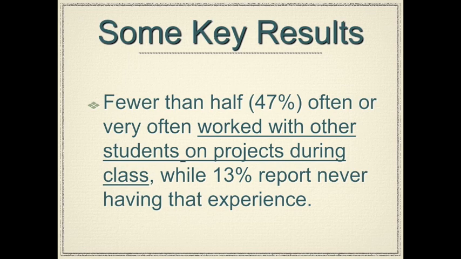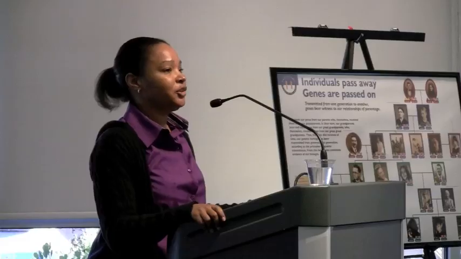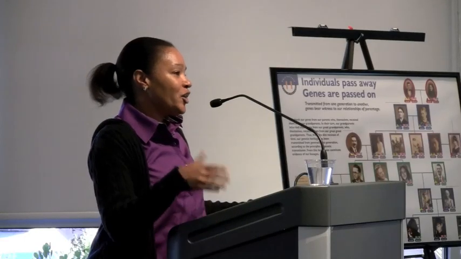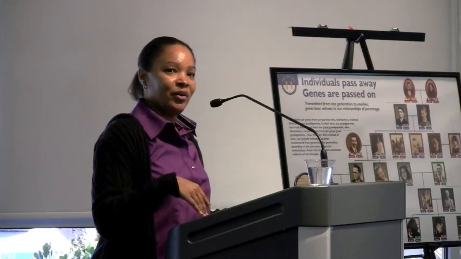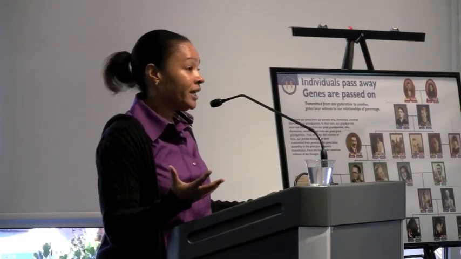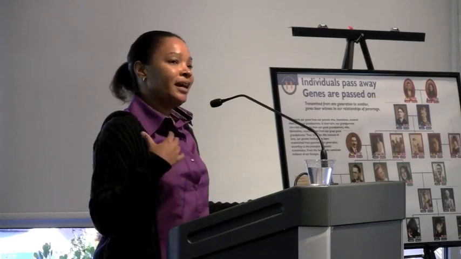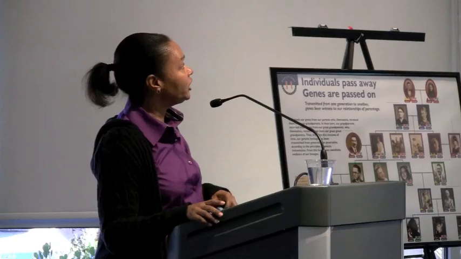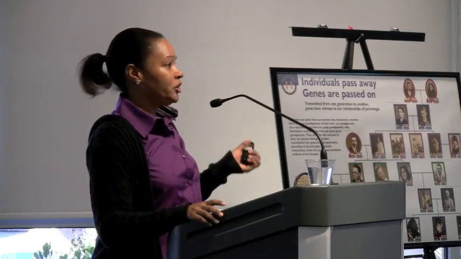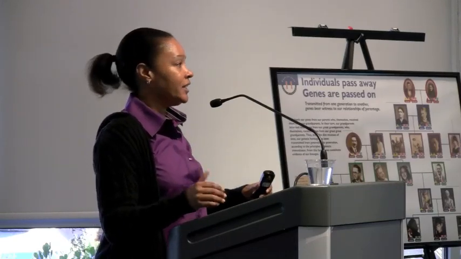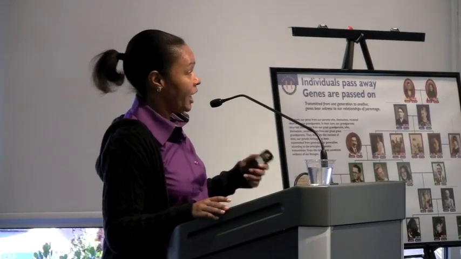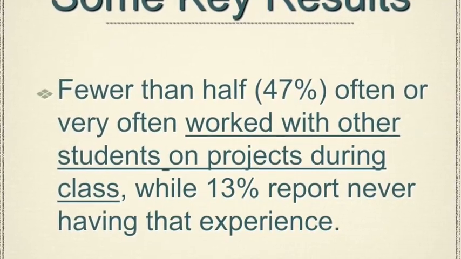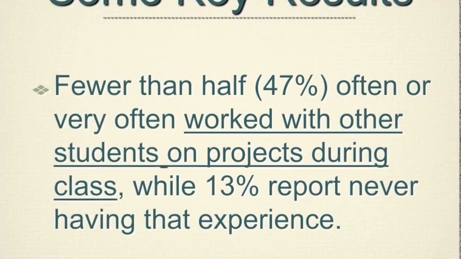Now, here's another one for in class. Fewer than half, 47%, often or very often work with other students on projects during class. So that goes back to my example where I felt like because they weren't reading, they weren't coming prepared, I was presenting more content in class and spending less time on projects. So students aren't doing any active learning activities in class. There are other types of activities, but in this instance, they were participating in projects.